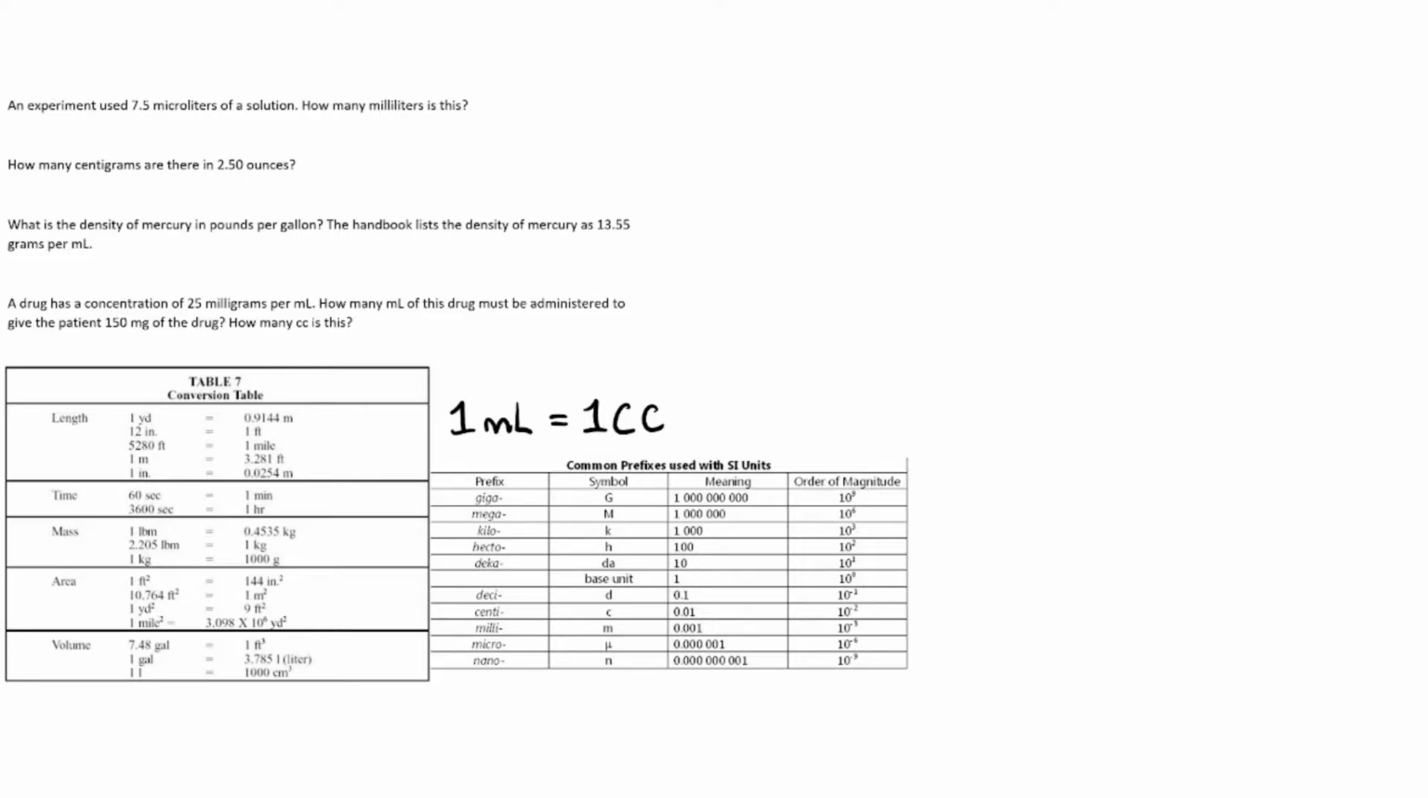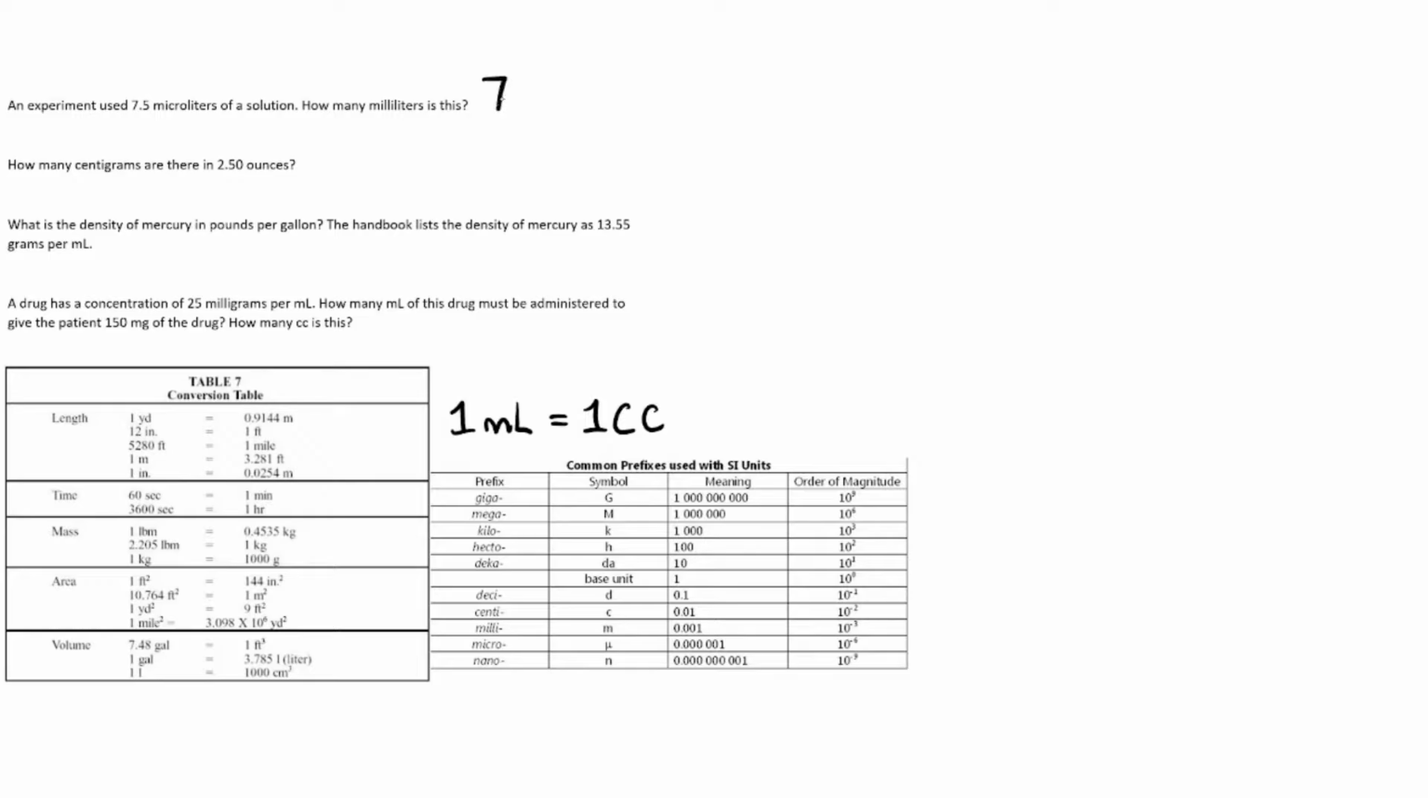Background information you're going to need to know. You're going to need to know your conversions from English to SI, and you will also need to know how to convert orders of magnitude, and also you'll need to know that 1 milliliter equals 1 cc. So getting started with the first question, an experiment used 7.5 microliters of a solution. How many milliliters is this?